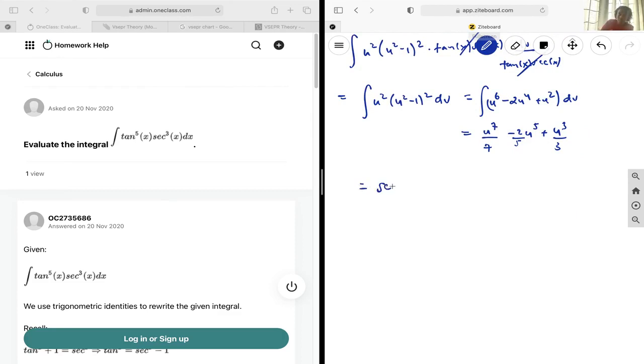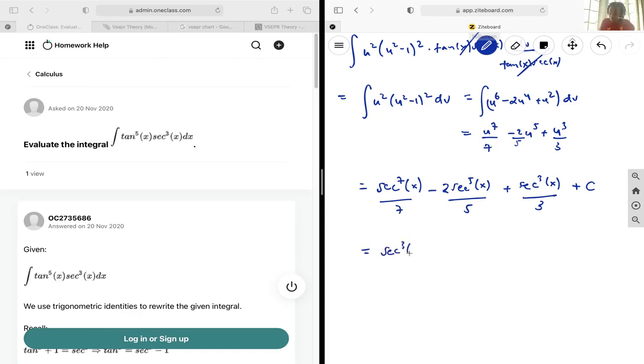And we will get secant x to the power of 7 over 7 minus 2 secant x to the power of 5 over 5 plus secant x cubed over 3. And then we're going to have the plus c. If we'd like to simplify this further, let's ensure we have one denominator first here.